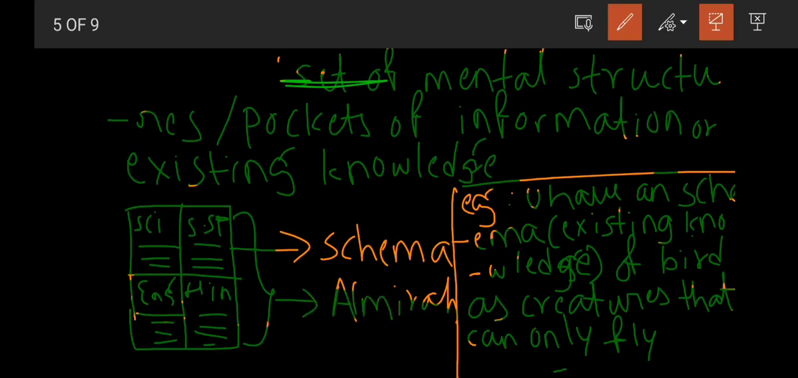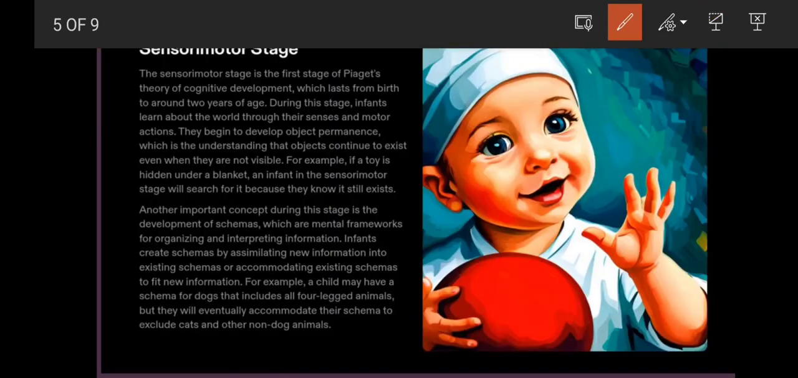Means our mind arranges or organizes this schema, or information, or existing knowledge, into different parts. Okay, hope you all understood the schema. Schema is nothing but the knowledge of something, the existing knowledge of something. That is nothing but a schema. Hope you all understood it.